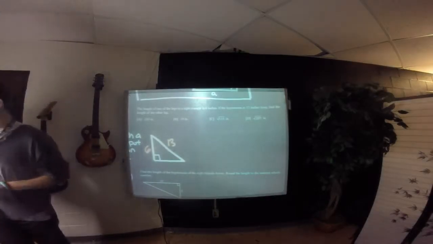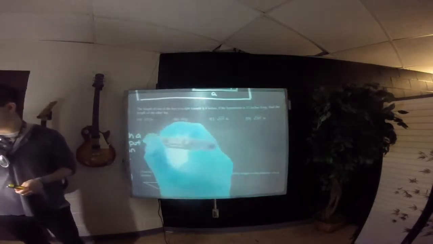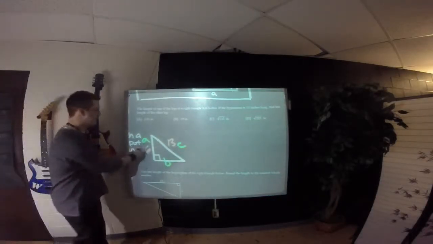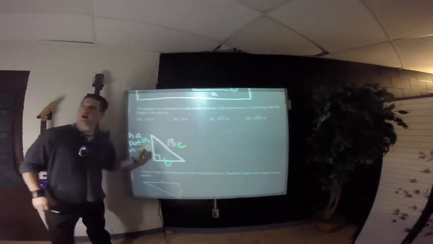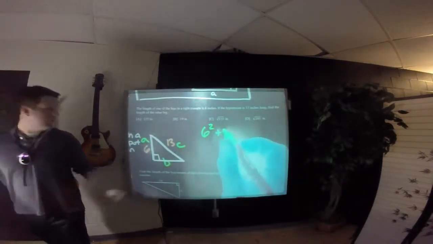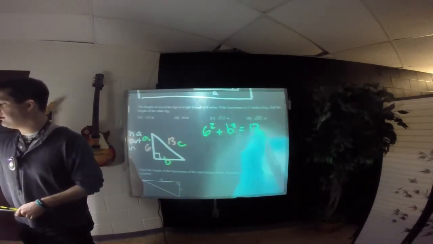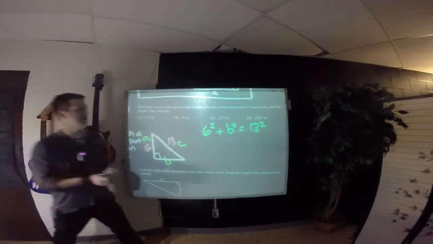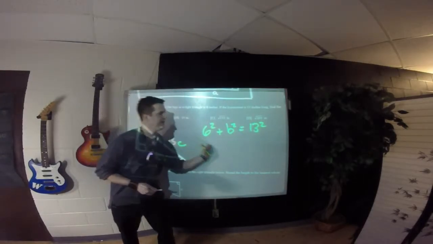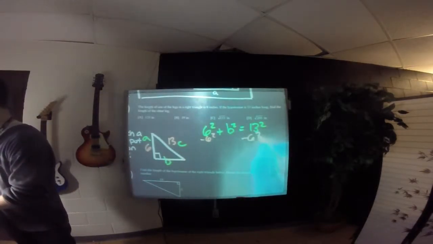So let's go to labeling these things. 6, what letter am I going to give that? A. And then the other leg is B, and the hypotenuse is C. So I'm going to go A squared plus B squared equals C squared. A squared is 6 squared. B squared I don't know. And C squared is 13 squared. So 6 squared plus B squared is 13 squared. What do I do next? Yeah, I'll subtract 6 squared over there, minus 6 squared, minus 6 squared.